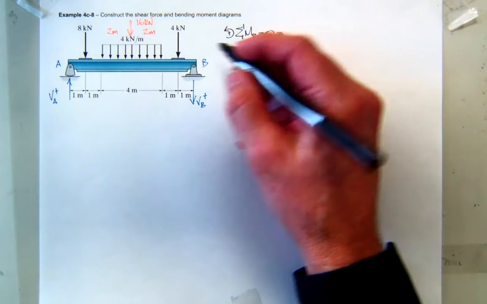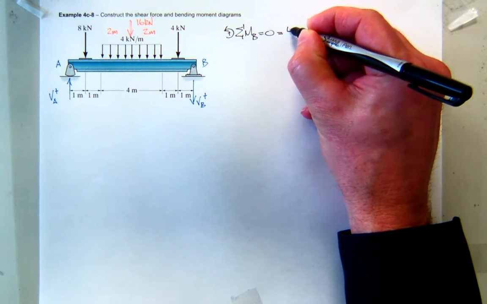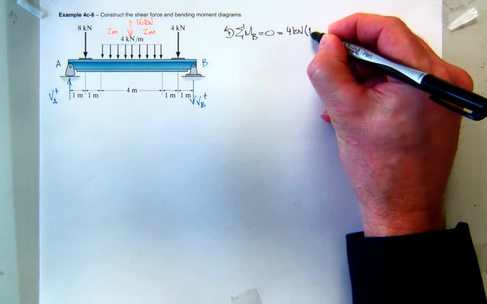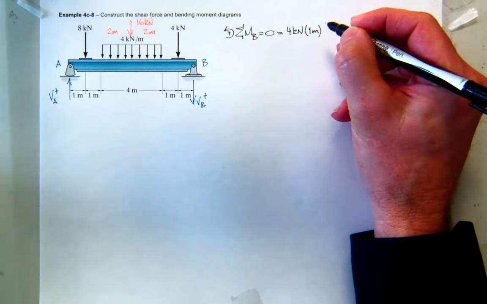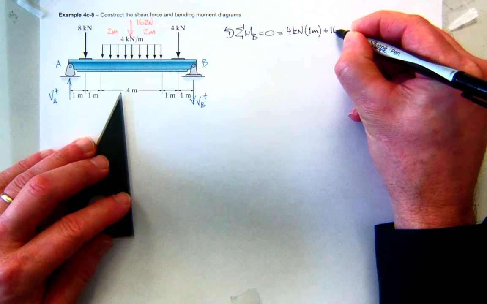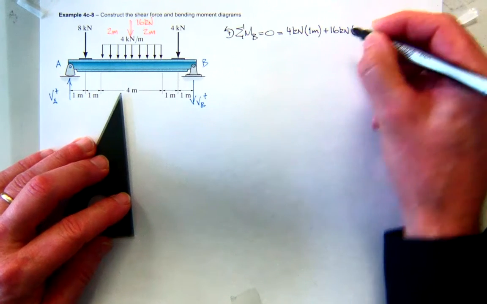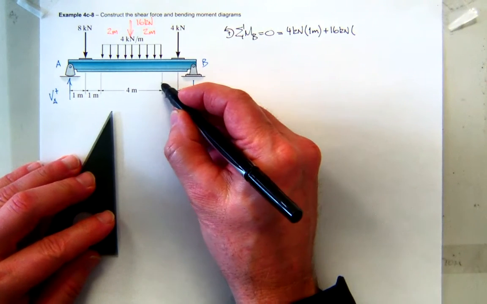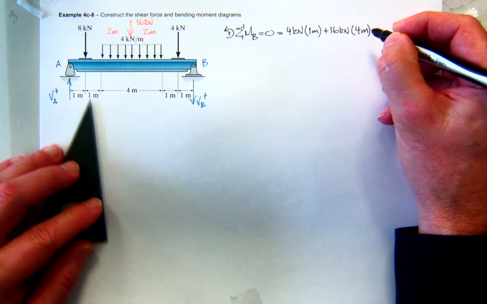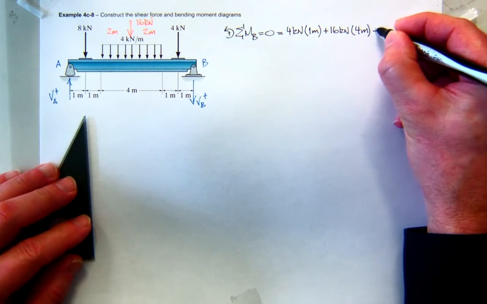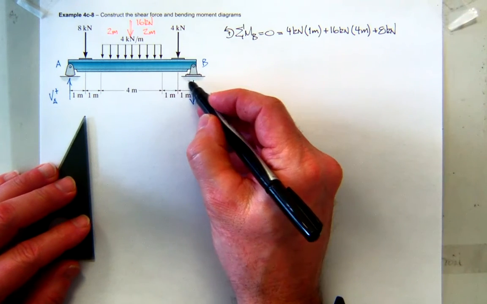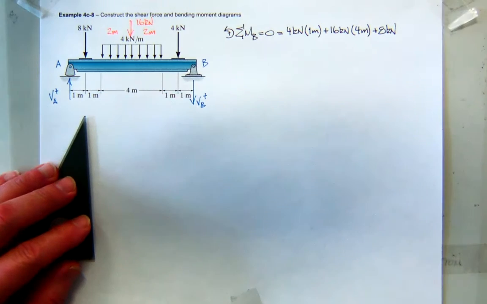So I'll just take them in order. The first one is 4 kilonewtons. That's the force, and the distance is 1 meter. Then I have my concentrated equivalent force. That's 16 kilonewtons. And that distance is 1 meter plus 1 more meter plus 2 meters. That's 4 meters. Then I've got the 8 kilonewton force. And it's located from B. Let's see, 1 plus 1 plus 4 plus 1. That's 7.